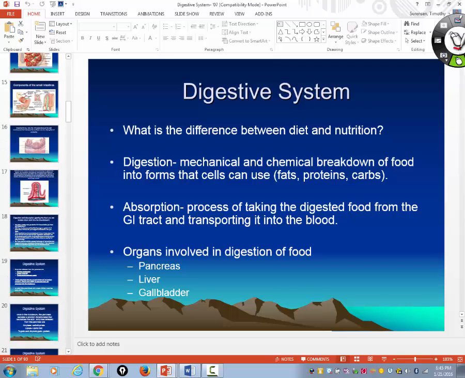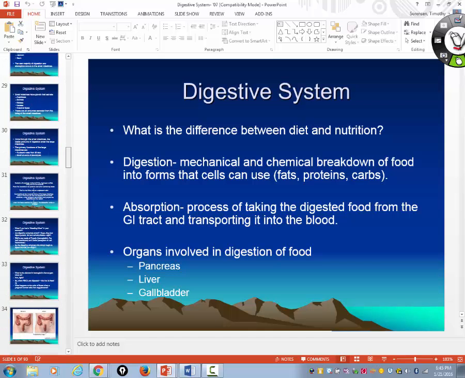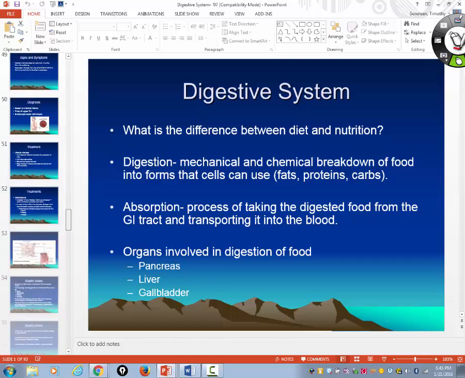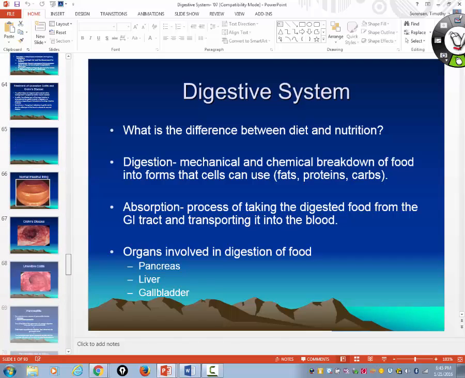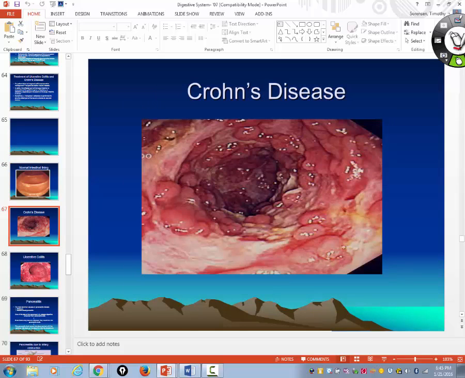Better write this down. Watch. In the lining of your intestines, specifically the small intestines, this is what a normal lining should look like. It looks kind of like a vacuum hose. You got me? This is the lining of someone with Crohn's disease.